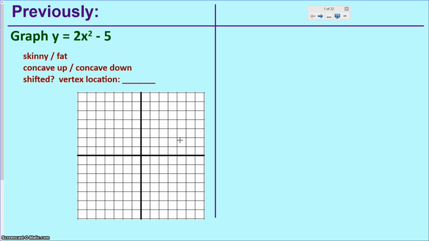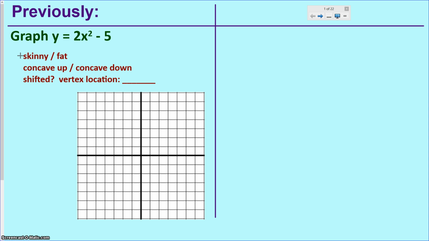We're going to be a little bit more sophisticated today, using the symmetry of the function to help us plot special points and then reflect them over the axis of symmetry. So if you recall with a graph like this one, we would look at that and ask ourselves these three questions.